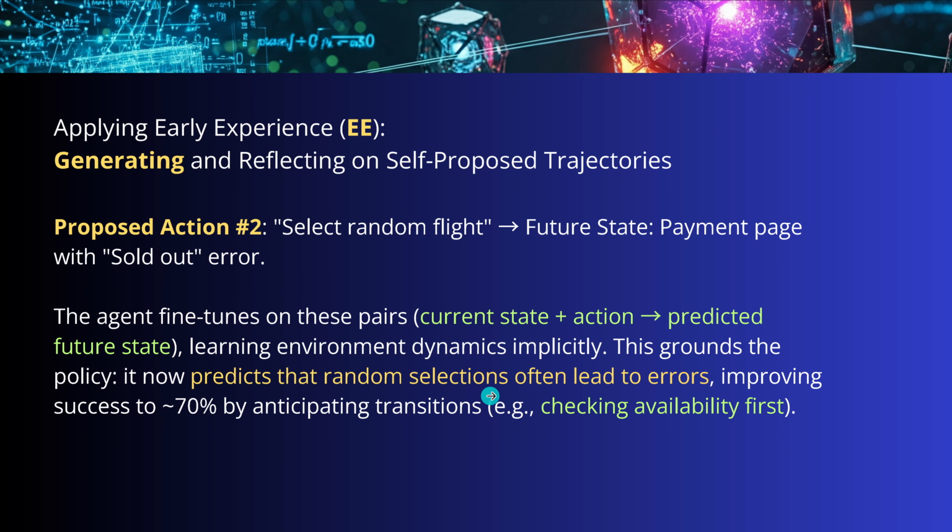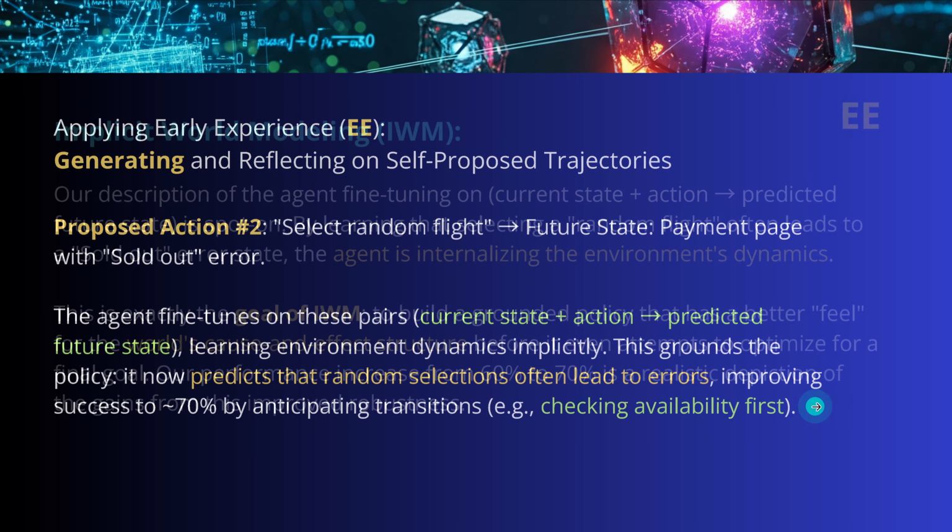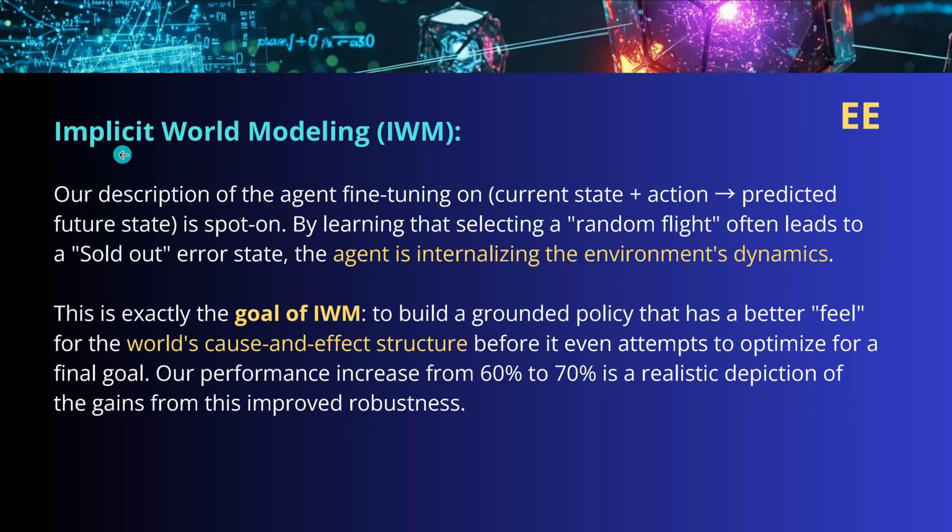It predicts that random selection often leads to errors, improving the success to 70% by anticipating the transition, like an action, checking the availability first. So you see, the AI is learning by interacting with the environment. The implicit world modeling is rather simple. Our description of the agent fine-tuning is the current state, an action, and the predicted future state. It's spot on what we need to learn.